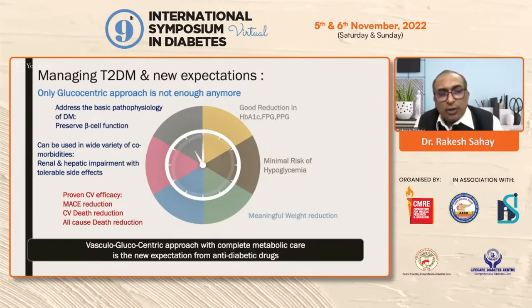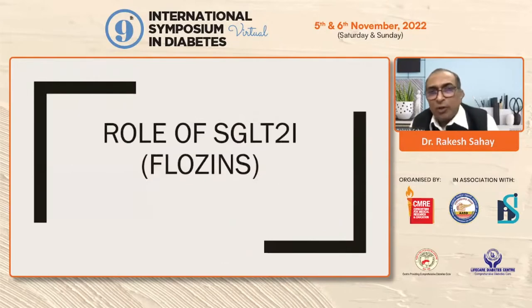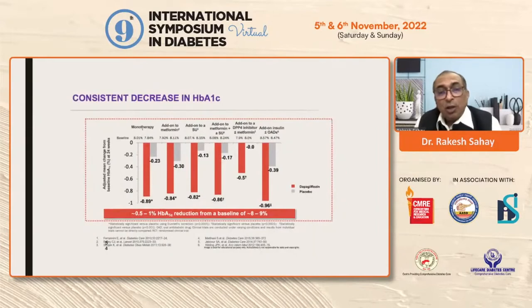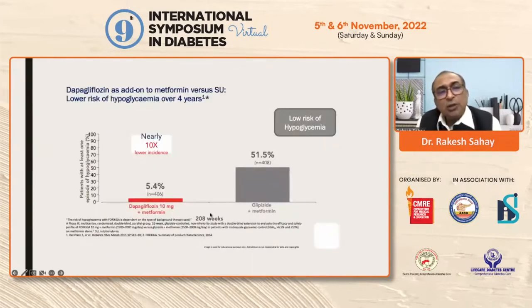And so we could say that we have become vasculo-glucose-centric, providing complete metabolic care with the use of the newer drugs like the SGLT2 inhibitors, which have benefits in terms of glucose lowering, having an insulin-independent mechanism of action, having an effect on the blood pressure, having the cardiovascular and renal benefits, and certainly effects beyond this in terms of reducing inflammation and many other benefits that have been noted in the various studies. And there's a consistent reduction in HbA1c with a low risk of hypoglycemia.